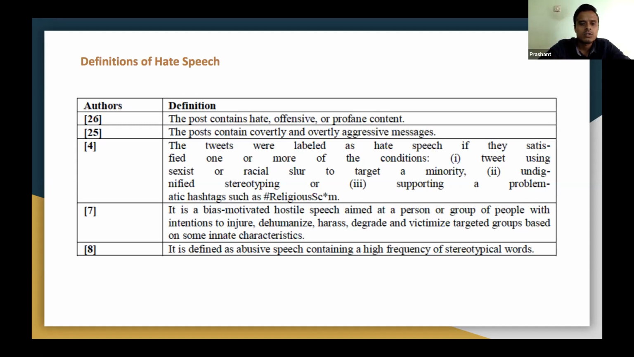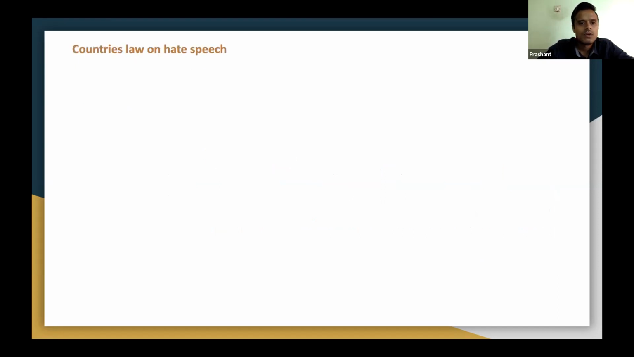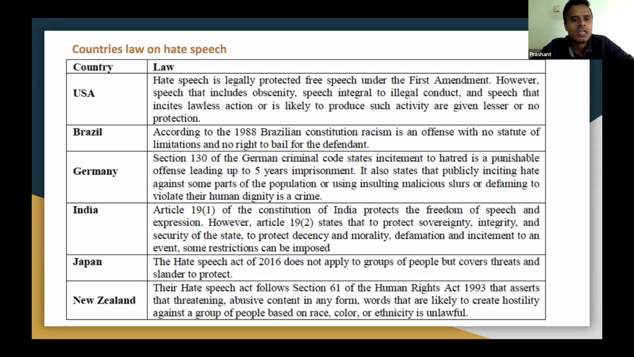Some have also defined it as bias-motivated hostile speech aimed at a person or a group of people with intentions to injure, dehumanize, harass, degrade, or victimize the targeted group. The last one defines it as abusive speech containing a high frequency of stereotypical words. So from the table, it can be inferred that almost all the researchers have defined the terminology, and all the definitions are slightly overlapping in nature.